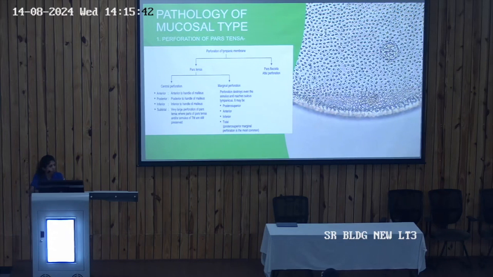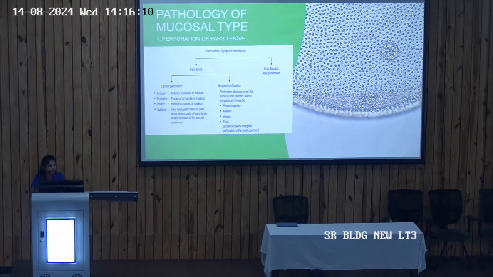So central perforation is classified as anterior, posterior, inferior, or subtotal according to the position of the handle of malleus. If it is anterior to the handle of malleus, then anterior. If posterior, then posterior. If inferior to it, then inferior. In subtotal, it is a very large perforation of pars tensa, where parts of pars tensa and or annulus of the tympanic membrane are still preserved. Whereas in total perforation, no part of pars tensa is preserved.